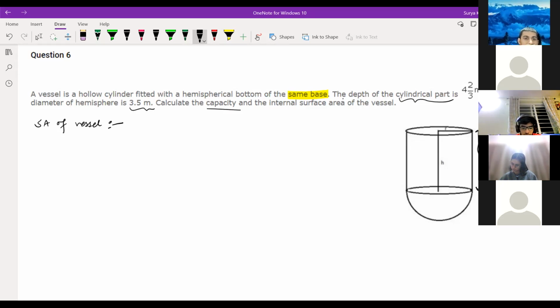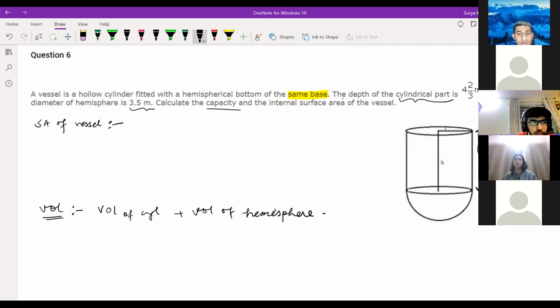Capacity means volume. Capacity means volume of this. The volume we can find easily. What can we write? Volume of cylinder plus volume of hemisphere. This is clear, right? Yes, sir. Apart from this, we have to find the internal surface area of the vessel.